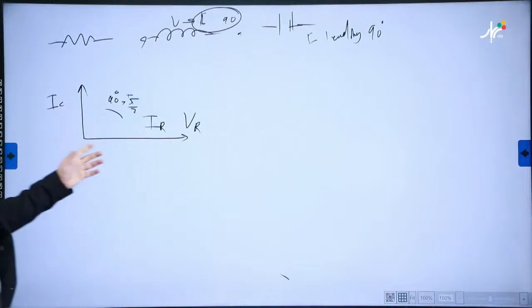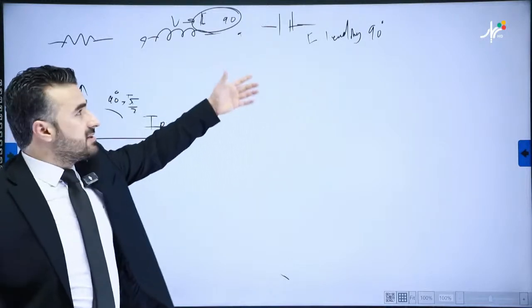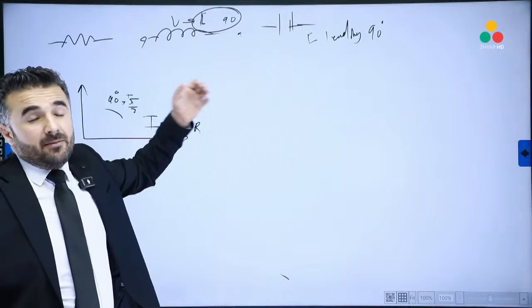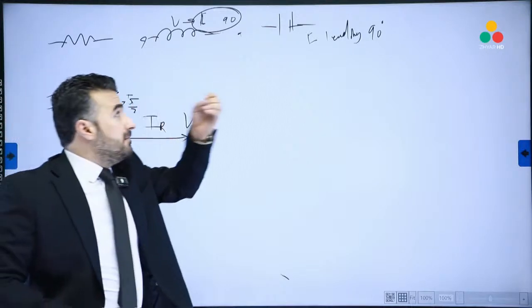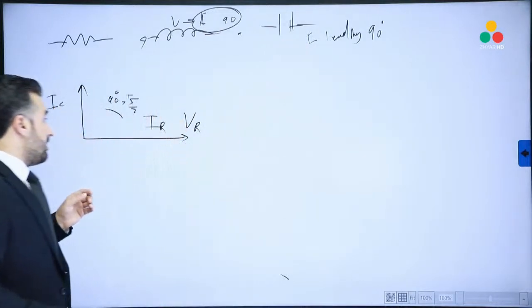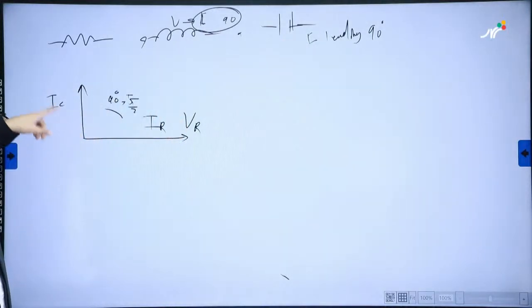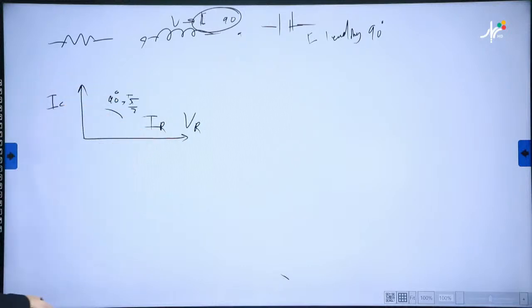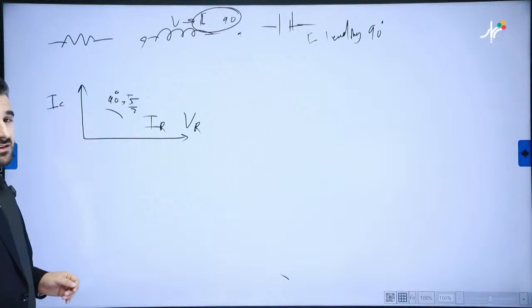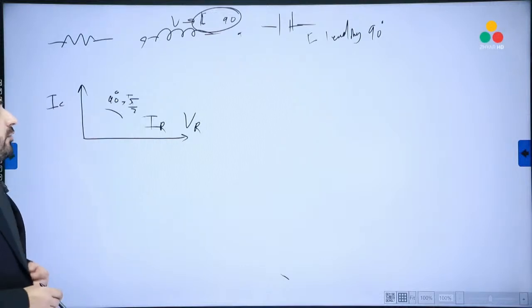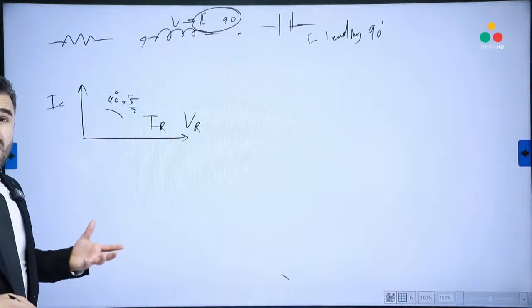Why are we doing this? Because for a pure capacitance, we were saying that the current leads the voltage by 90 degrees, if you remember. So the current for the capacitor would be leading by 90 degrees compared to the current for the resistance here. What about for the inductance here? For the inductance, of course, we were saying the current lags behind the voltage.